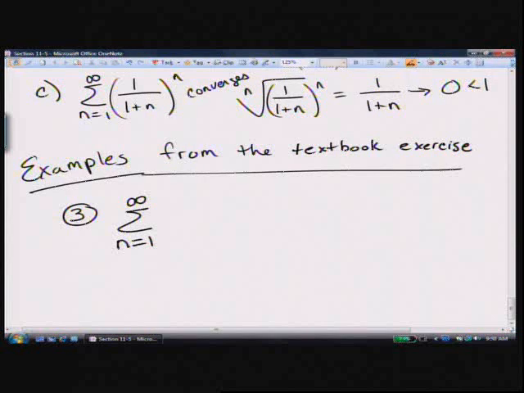The series n goes from 1 to infinity of n factorial e to the negative n.